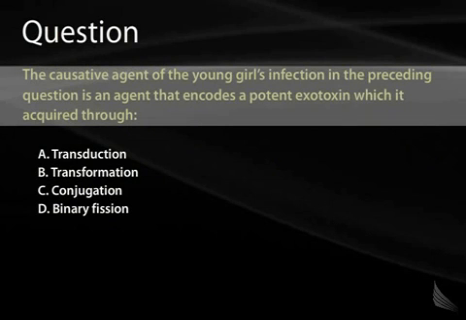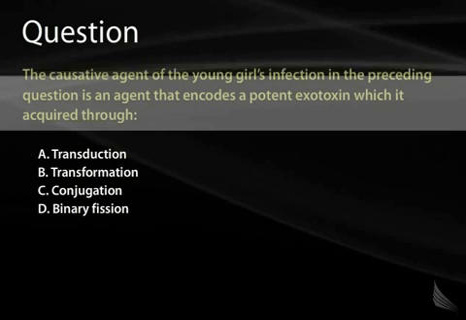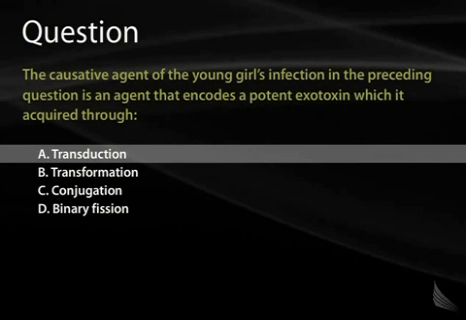The causative agent of the young girl's infection in the preceding question is an agent that encodes a potent exotoxin, which is acquired through... So again, this goes back to our bacterial genetics we just reviewed. We remember that Corynebacteria obtained its exotoxin through transduction. That's something they're just going to test you on and you're going to need to know about. But now that we have this course, we can know the answers.